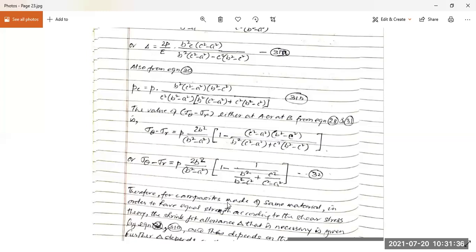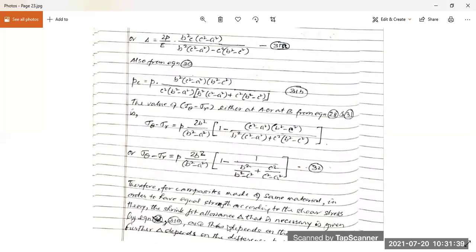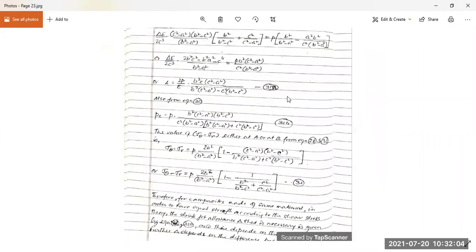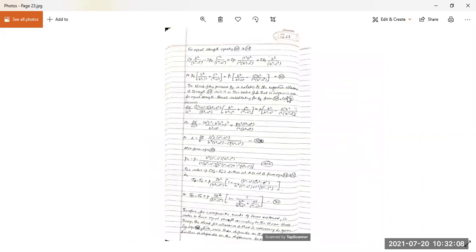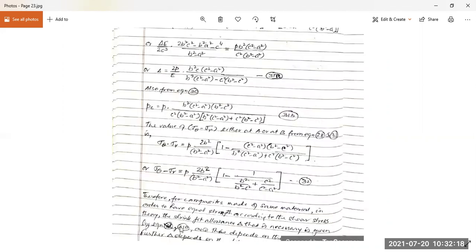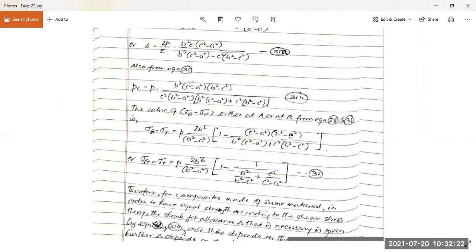Therefore, for composite cylinders made of the same material, in order to have equal strength according to the shear force theory, the shrink fit allowance delta that is necessary is given by equation 31A. This depends on the internal pressure P.